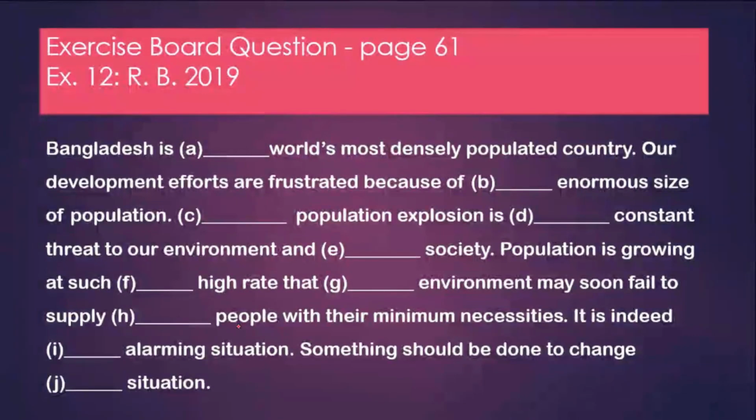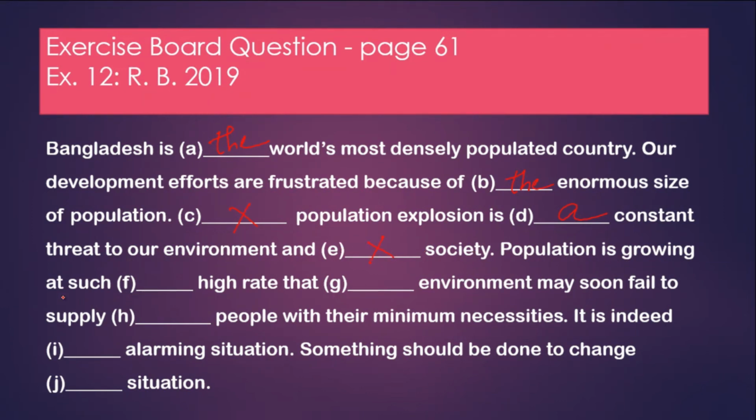Now we will do the next one, that is Rajshahi Board 2019. Let's see. Bangladesh is the world's most densely populated country. Our development efforts are frustrated because of the enormous size of population. Population explosion, we don't need to use any article here. We will just write cross. Population explosion is a constant threat to our environment and society.